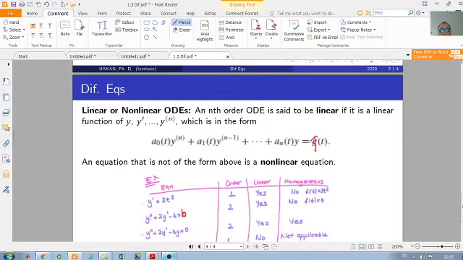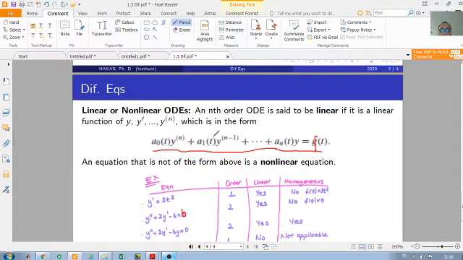Another type of classification of the differential equation is to find whether a differential equation is linear or nonlinear. It is obtained for ordinary differential equations, and an ordinary differential equation is said to be linear if it is a linear function of y, y prime, and so on up to the nth derivative of y. Generally, mathematically, if you have this form for any ordinary differential equation, it is called a linear ordinary differential equation.